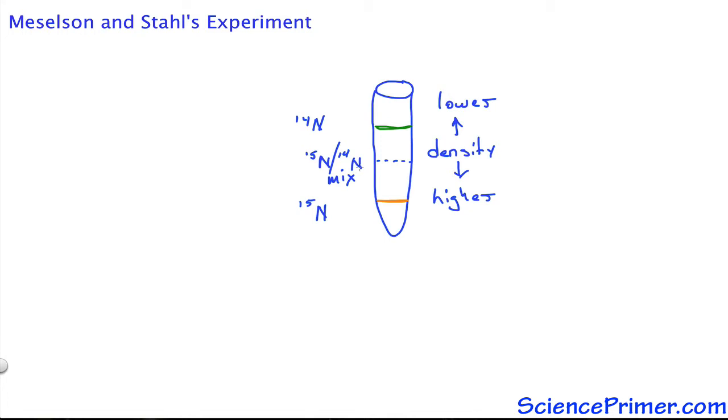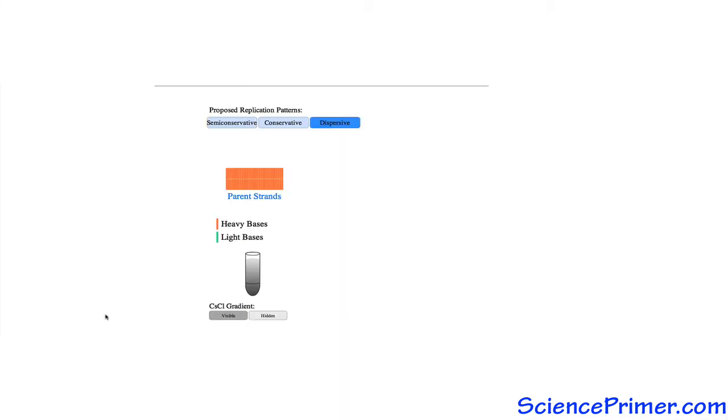The beauty of this experiment was that it allowed them to distinguish between the three different hypothesized replication patterns. At the beginning of the experiment, the cells contained only nitrogen-15. DNA extracted at this time and put into the cesium chloride gradient would only have one band low in the tube. If dispersive replication occurred, there would only be one band at all times, as the N15 labeled DNA was broken up and distributed evenly among all the daughter cells during each round of replication.